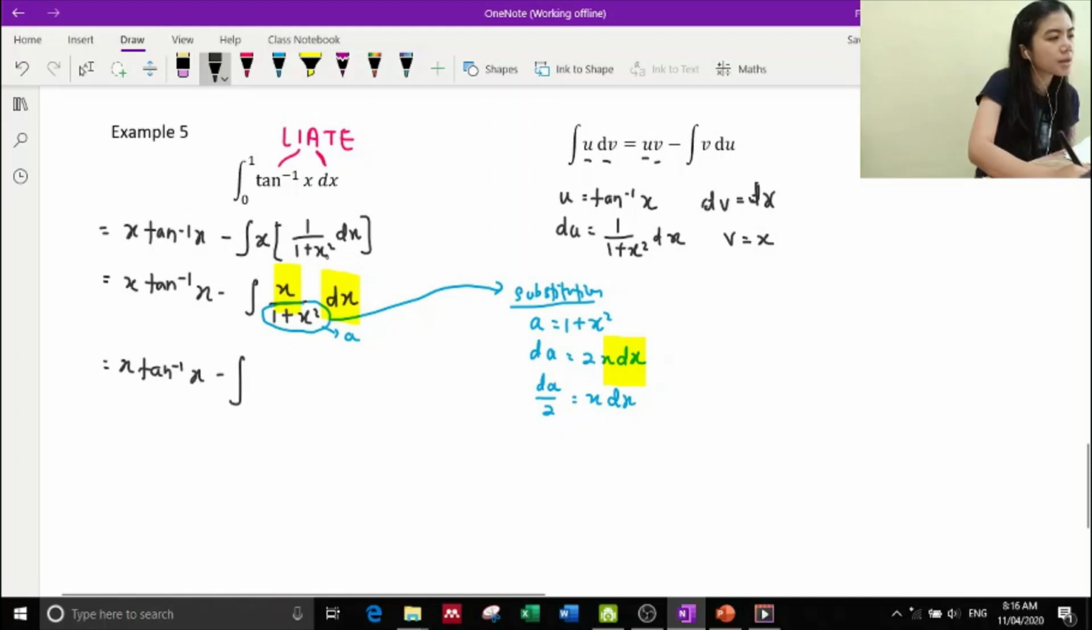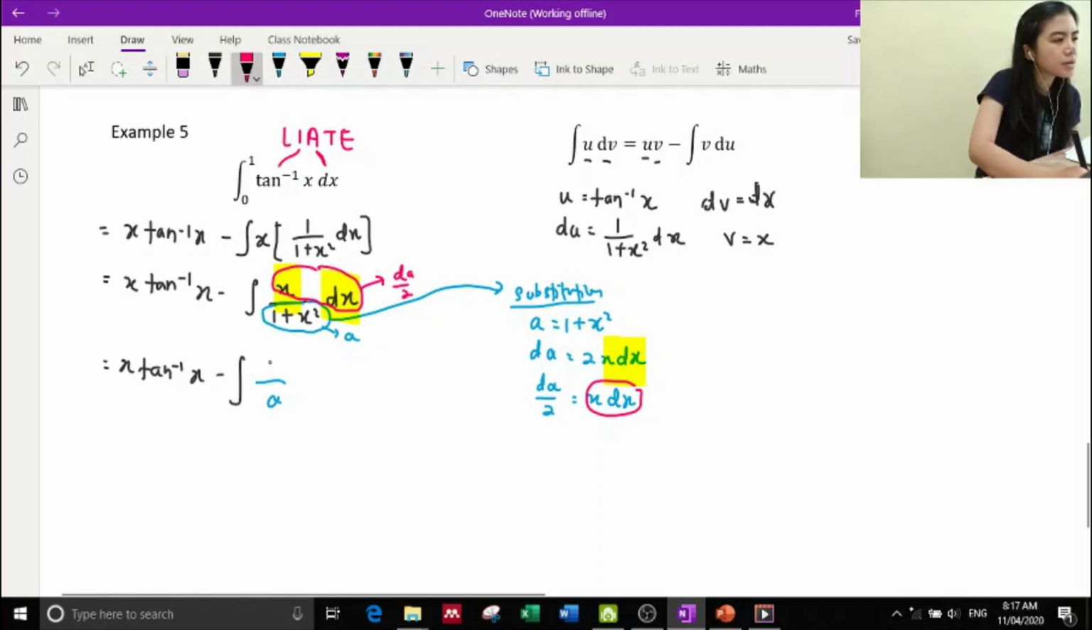For the second item, you can see that you have the x dx. So what is the x dx? The x dx is basically the dA over 2. All right, so now let me write it back. At the bottom we have the a, and the x dx actually gives you dA over 2.